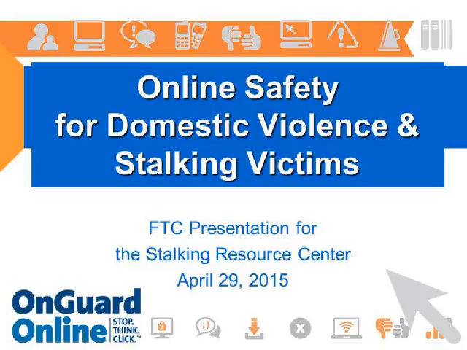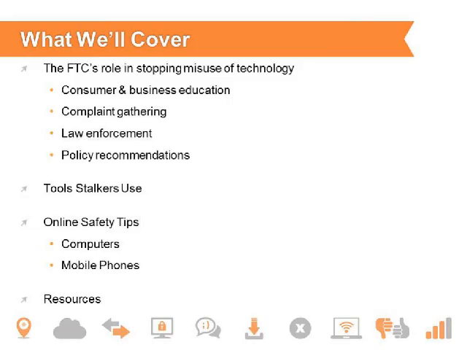So as I was saying, more than one in four stalking victims report technology is an element of the stalking. And the stalkers are often someone the victim knows. In fact, they're often an intimate partner or former intimate partner, which means they have access to the technology that the victim may be using, which makes it even harder to protect against. So what we're going to talk about today is the FTC's role in stopping the misuse of technology by stalkers and abusers. First, we're going to give you an overview of our consumer and business education, and then talk about our complaint gathering system, and finally, law enforcement and policy recommendations.